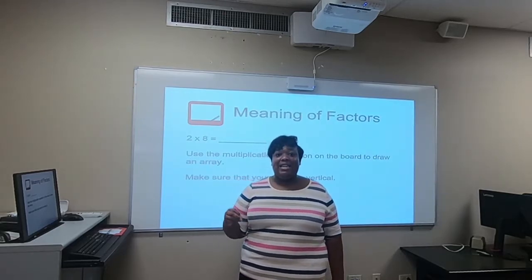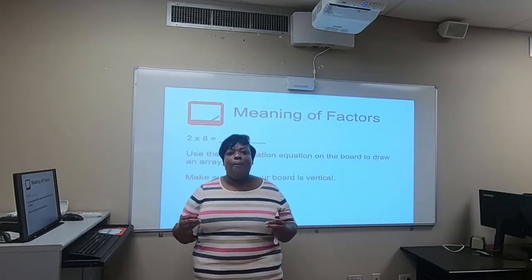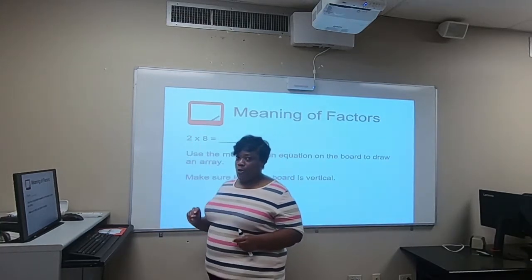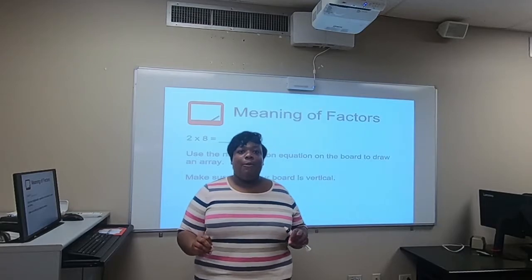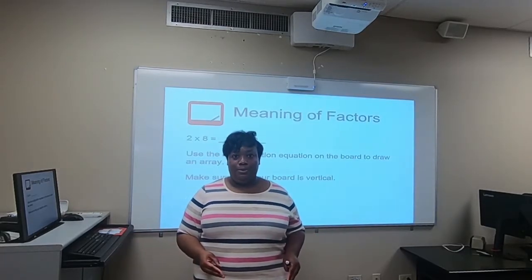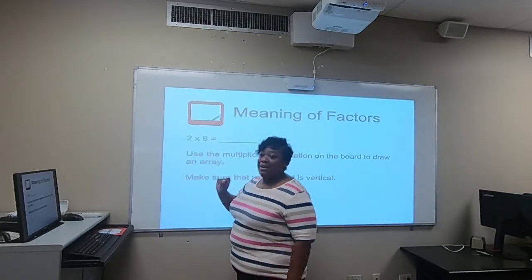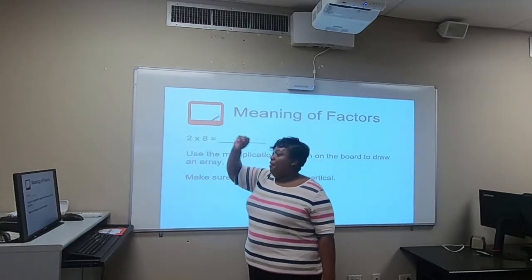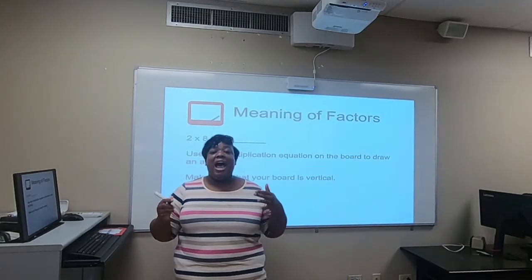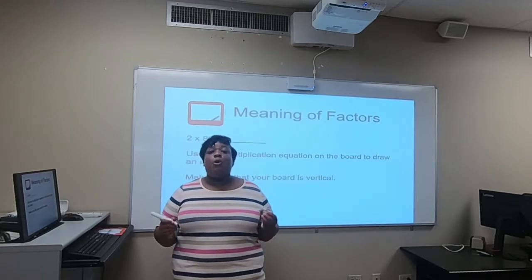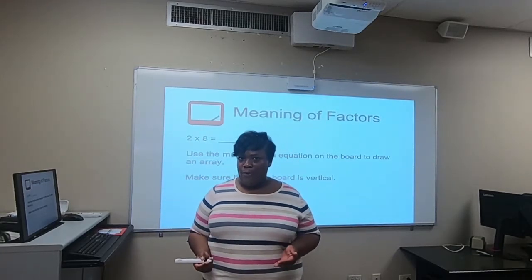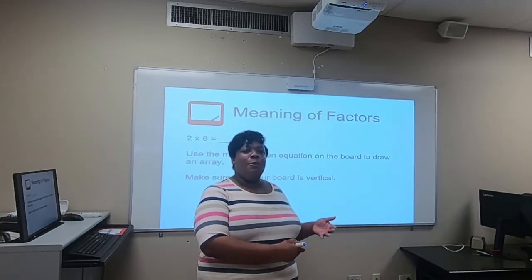So when we look at this multiplication sentence, how many groups do we have? We have 2 groups. Now, the second number is the size of the groups, or how many are in each group. 8. So we have the number of groups times the size of the group. So knowing that information, I can draw an array. So what would my array look like if I know that 2 is the number of groups and 8 is the size of the group? What would that look like?